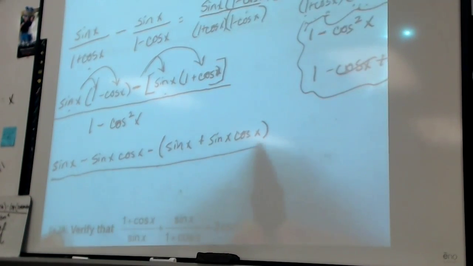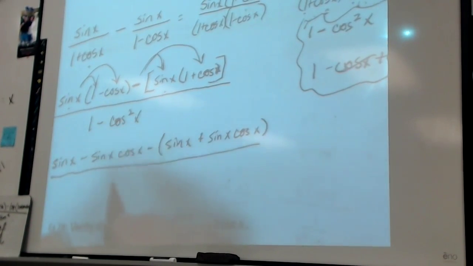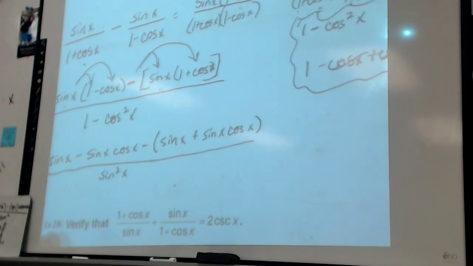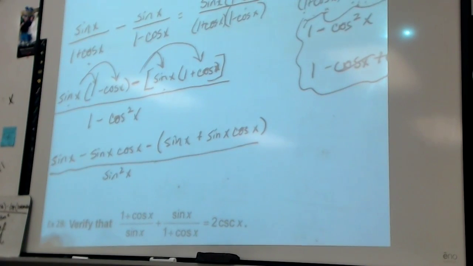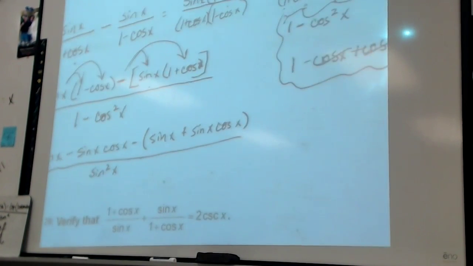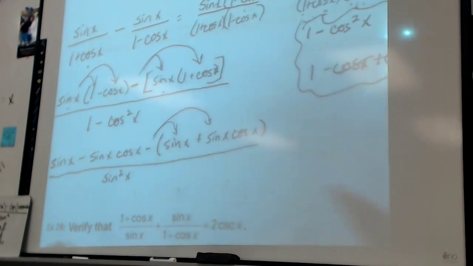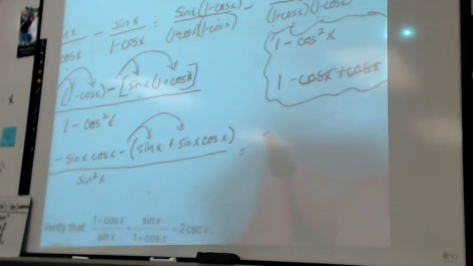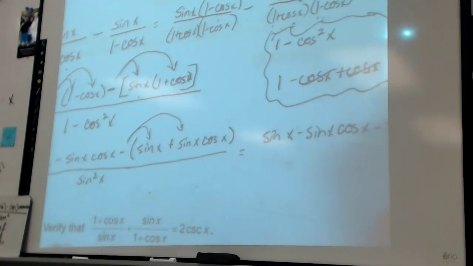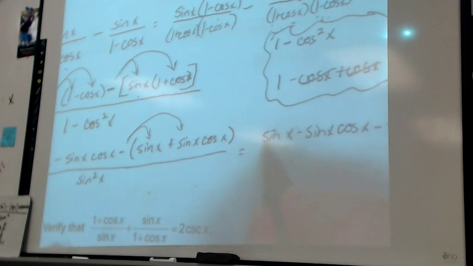All over, now here's where I'm going to change my 1 minus cosine squared x to sine squared x. So now I've got a bunch of stuff in the numerator. So I want to distribute this negative and then combine any like terms that I have. So I have sine x minus sine x cosine x minus sine x minus sine x cosine x, all over sine squared x.